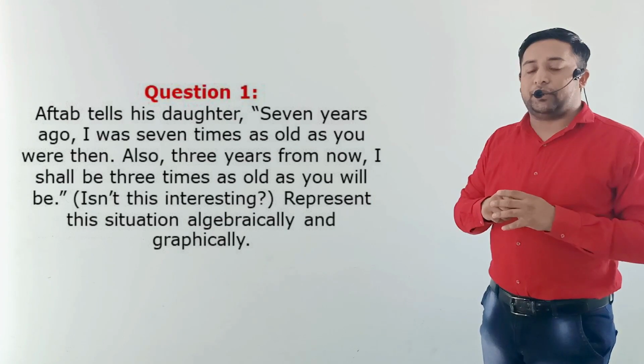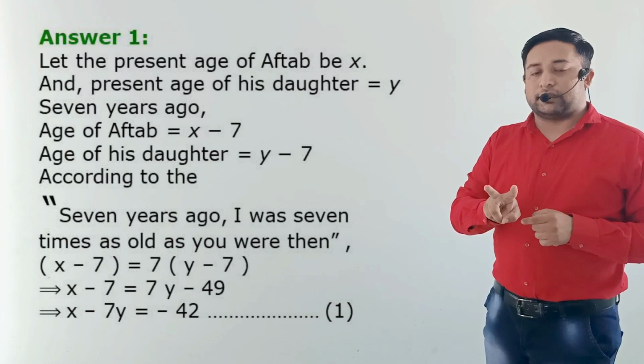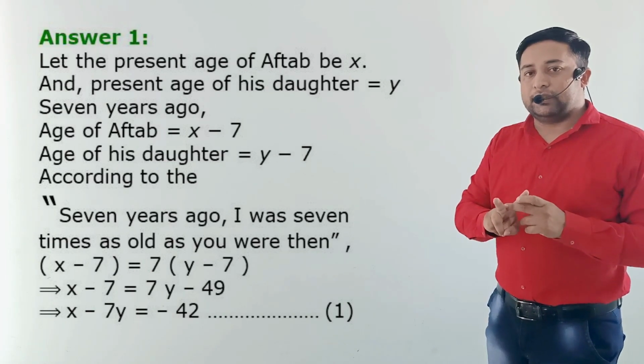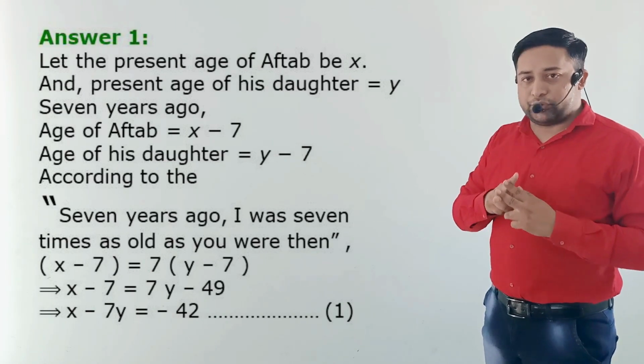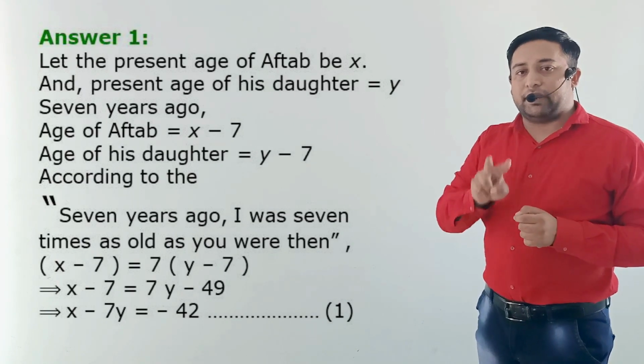First, let's try to understand the question. Aftab tells his daughter. So two persons are here: one is Aftab, the second one is his daughter. So this becomes two variables.